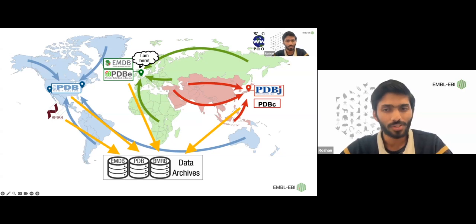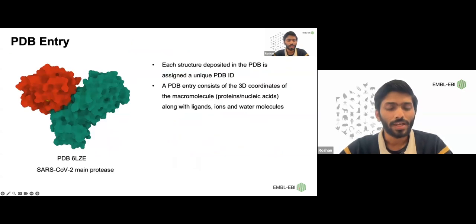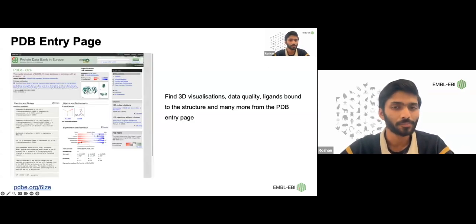Structural biologists across the world deposit their structures to the PDB. These structures go through a series of curation and annotation processes before they get released to the public. Every structure that gets deposited to the PDB is assigned a unique PDB ID. A PDB entry consists of the 3D coordinates of the macromolecule, which could be a protein or nucleic acids. Along with the macromolecule, there are ligands, ions, and water molecules attached to these structures, which are also available as part of the PDB entry.